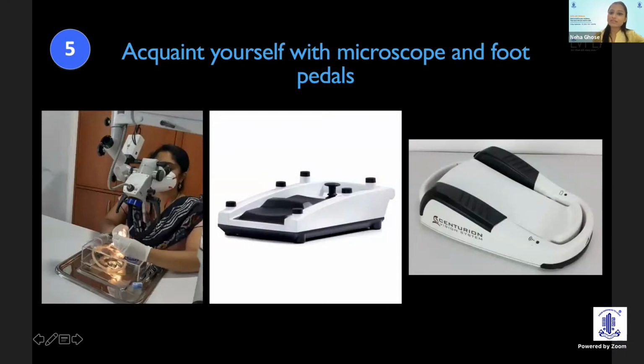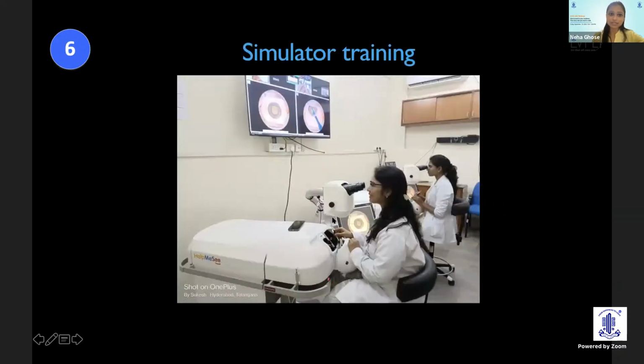Next, acquaint yourself with the microscope foot pedal and the phacoemulsification foot pedals, because this will help you before your surgeries. This will give you an idea of where your eyes, hands, and feet have to go, and you'll be much more confident when you're doing your surgical steps on a real patient.